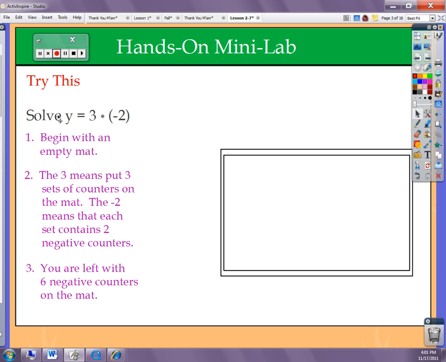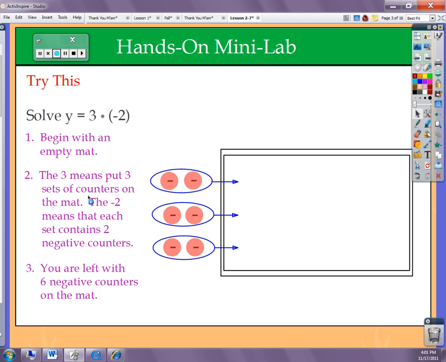Now, looking at the original equation of y equals 3 times negative 2, this is telling us that the 3 means that we're going to put 3 sets of counters on the mat. The negative 2 means that each set contains 2 negative counters. So overall, we're going to create 3 sets of negative 2 counters. So if I look at this now, I have the 3 sets: 1 set, 2 sets, and finally my third set of negative 2 counters each. I place those counters onto the mat, and that leaves me with a total of 6 negative counters.